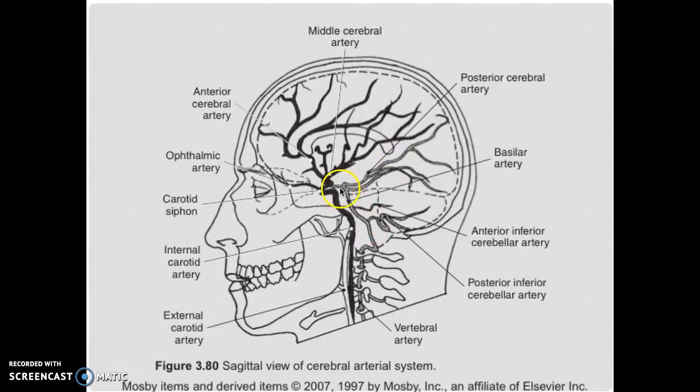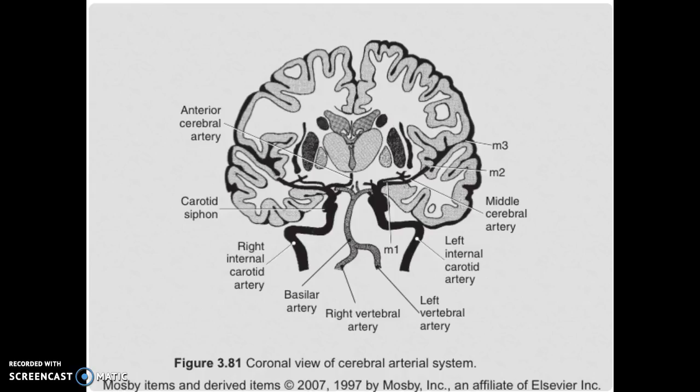There is a little communicator right there, so it communicates to the anterior circulation, so that's called the posterior communicating artery. The internal carotid artery comes up to the carotid siphon and goes to the anterior cerebral artery to the middle cerebral arteries, which will be coming straight at us, so it's hard to see in this image. We have better images for you.